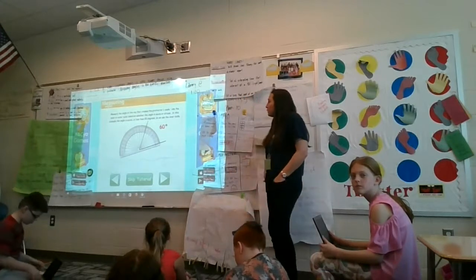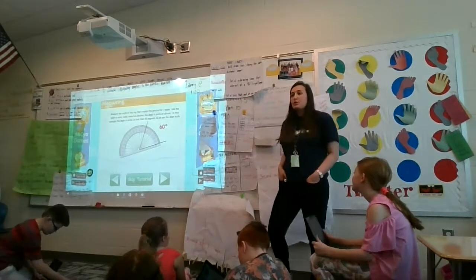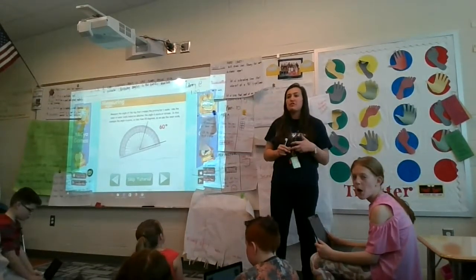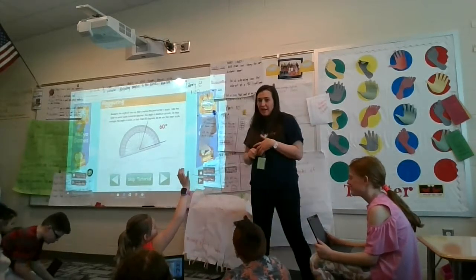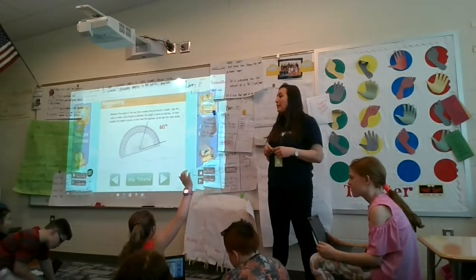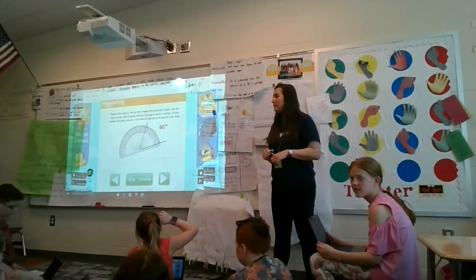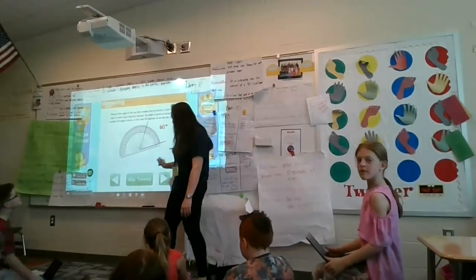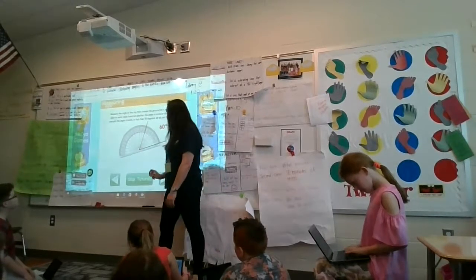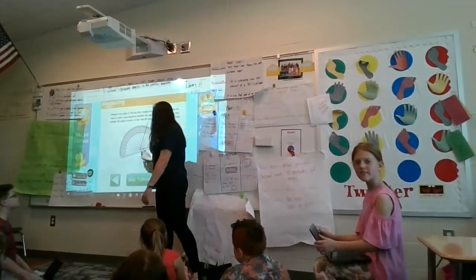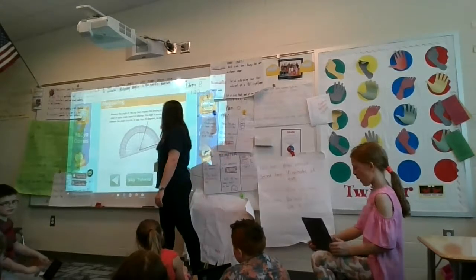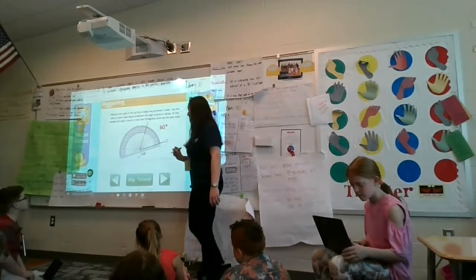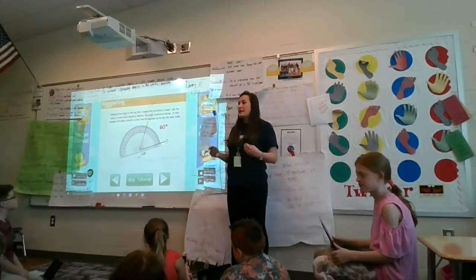So we have been reviewing our angles and how to use a protractor. What's something important to remember when we're using our protractors? What did we discuss yesterday? What's important to remember, Braylon? Very good. Good vocabulary. So our vertex is where our two rays meet. These are our two rays, and this is our vertex. Okay, very good. That is where our two rays meet.